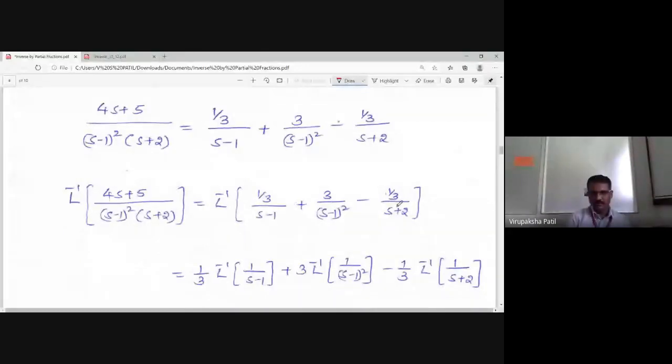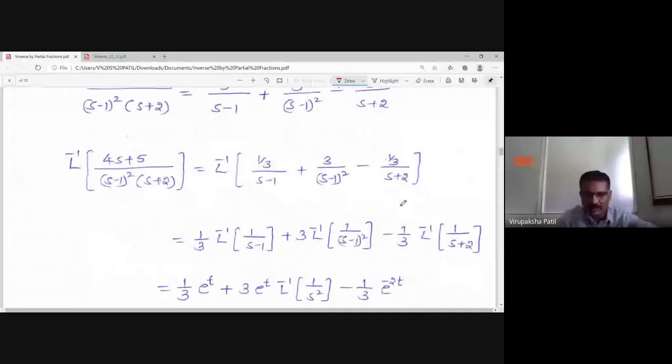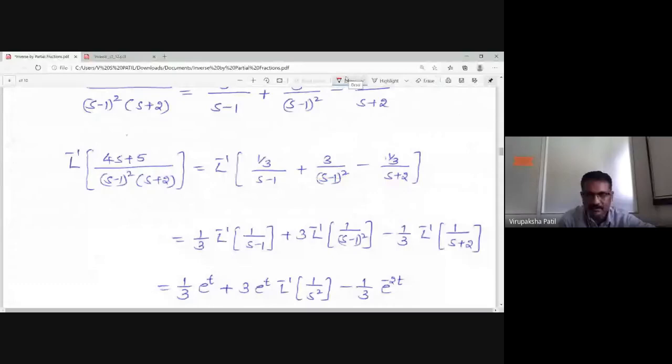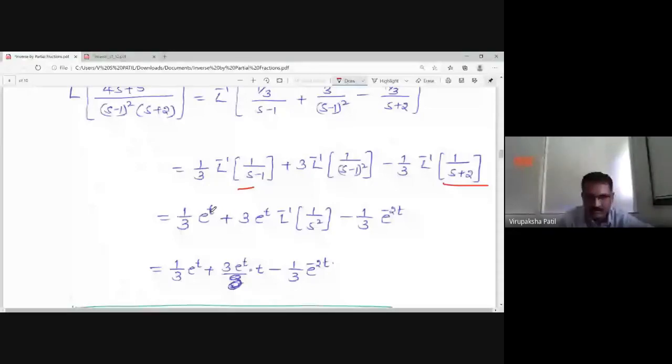Now you need to be a little bit careful after this step. I will move a little bit quickly. Now operating L inverse, it becomes 1 by 3 outside, L inverse of 1 by S minus 1, plus 3 outside, L inverse of 1 divided by S minus 1 whole square, minus 1 by 3 into L inverse of 1 divided by S plus 2. See, this is in the standard form. Directly we can write this one as 1 by 3 into e to the power t. It is minus 1, therefore you can write this as plus t. Then 1 divided by S plus 2 is there. You can write this one as e to the power minus 2t.